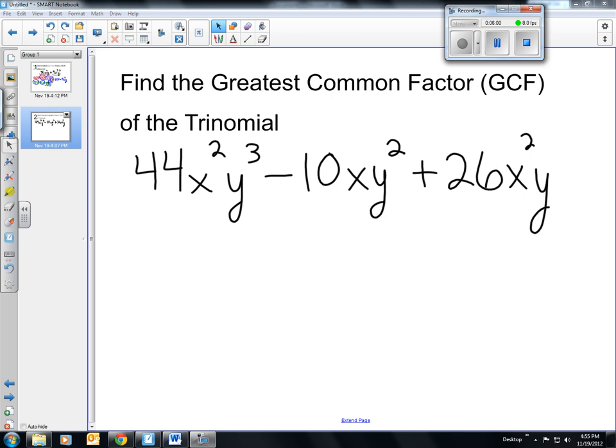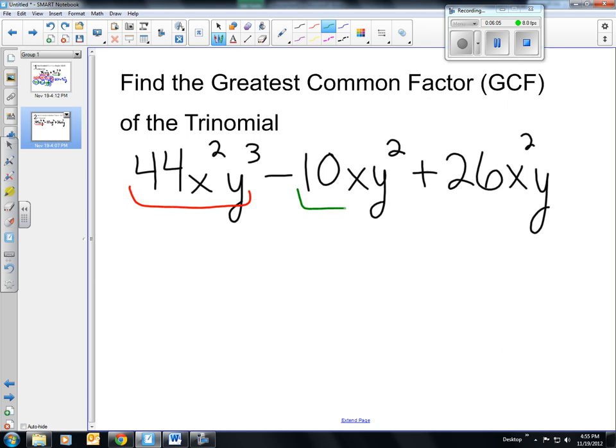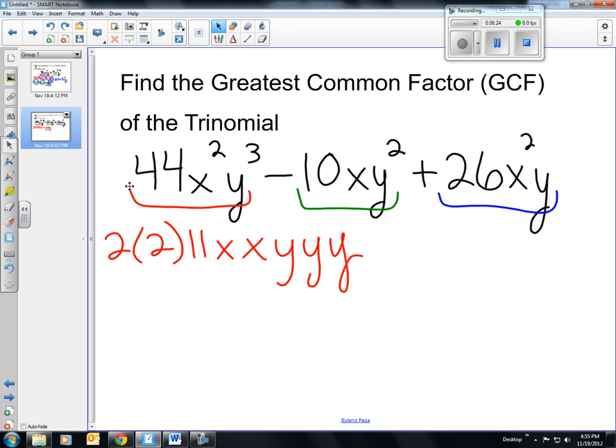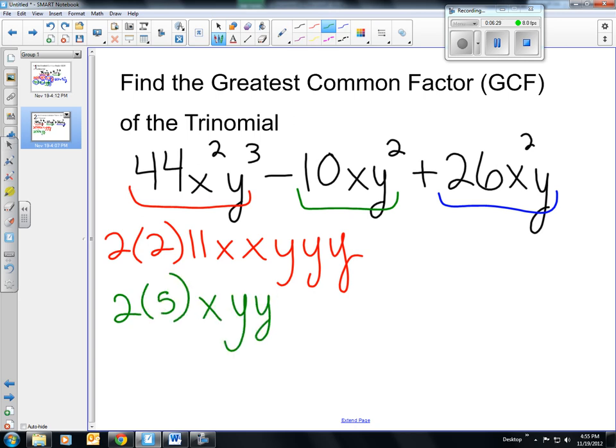The last example we'll look at today is a trinomial, and we're going to look at the 3 monomials individually and try to break them down into their prime factors. Let's start with the 44x squared y cubed. You'd have 2 times 2 times 11 times x times x times y times y times y. Then with the green, we would have 2 times 5 times x times y times y. And then with the blue, we would have 2 times 13 times x times x times y.